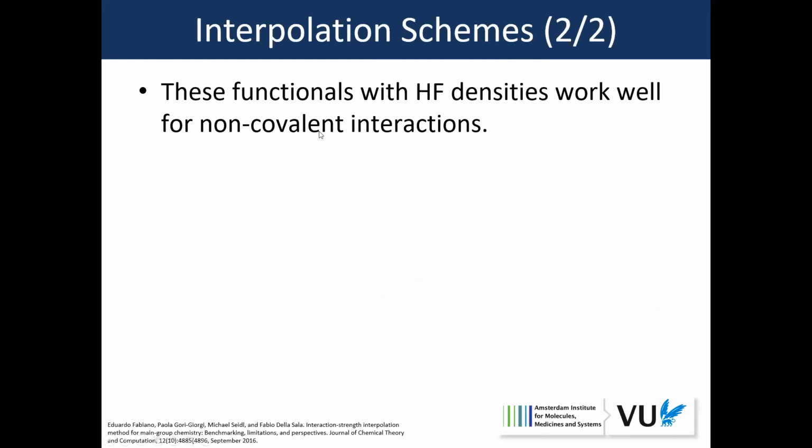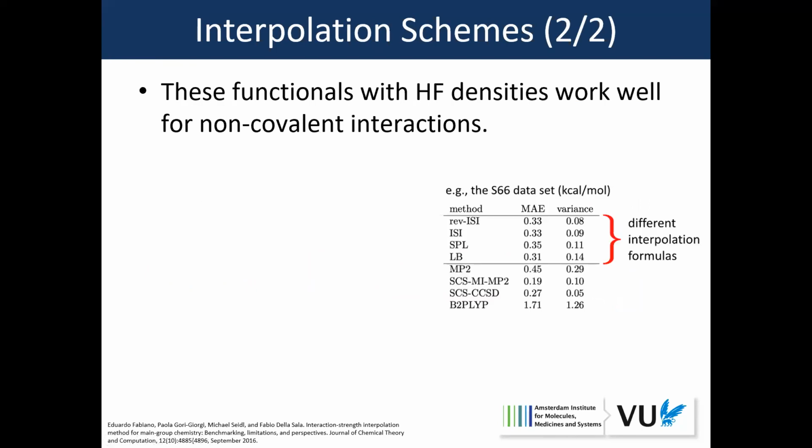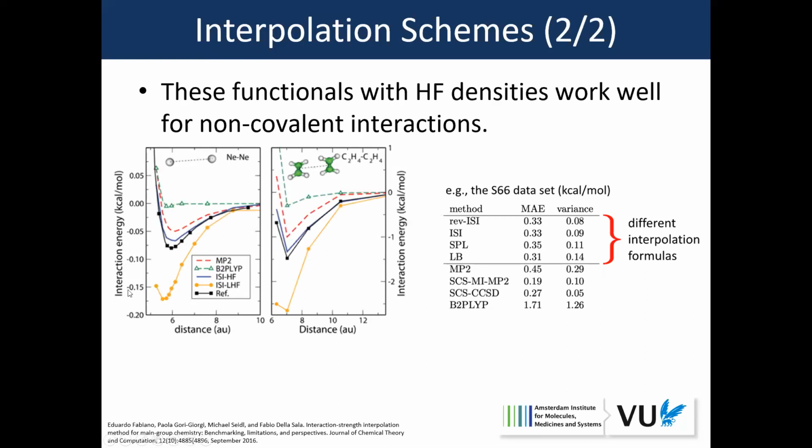So these functionals using Hartree-Fock densities in DFT work very well for the non-covalent interactions. For example, if you look at these four different interpolation schemes, they give a low mean absolute error with a very low variance as well, much better than, for example, MP2 or these double hybrid functionals for the S66 data set. And the same can be said for these dissociation curves, where again, we improve with our ISI Hartree-Fock really well on our MP2. You can see that this really improves compared to the reference data, and it's much better than these PBE-based ones, which is the green one, and these localized Hartree-Fock in yellow.